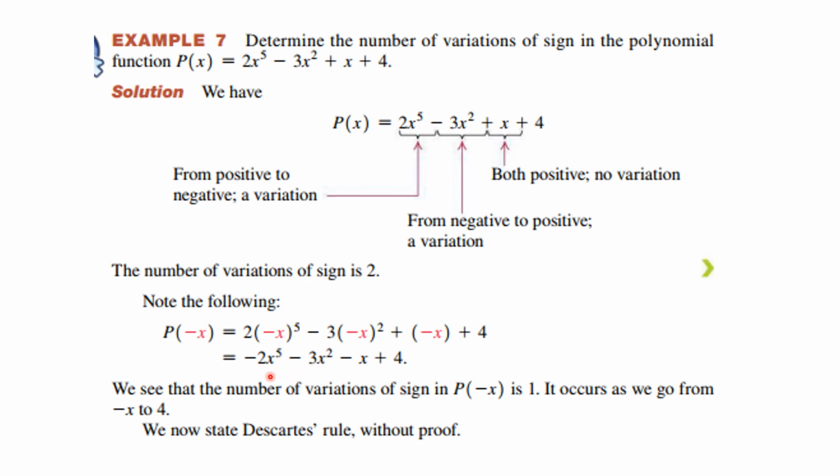So now we're going to see how many variations in sign, but we see that we start out minus, don't change, and finally change to positive. So there's one variation in sign. So now we go from minus x to 4. So what that means is there's one variation in sign.